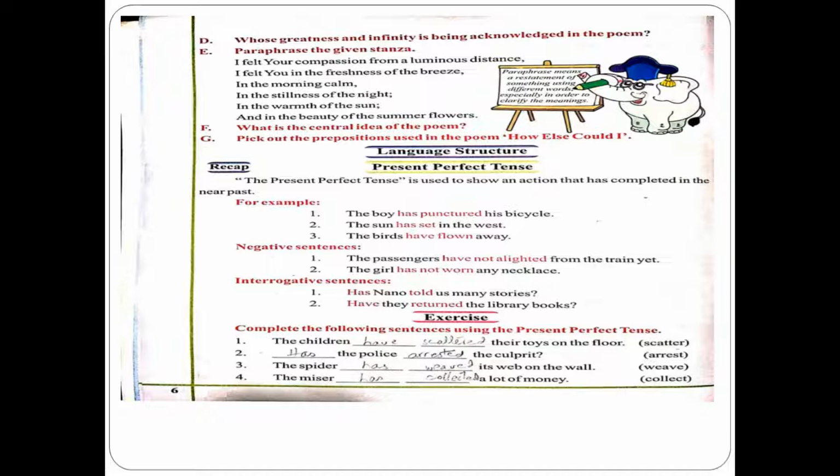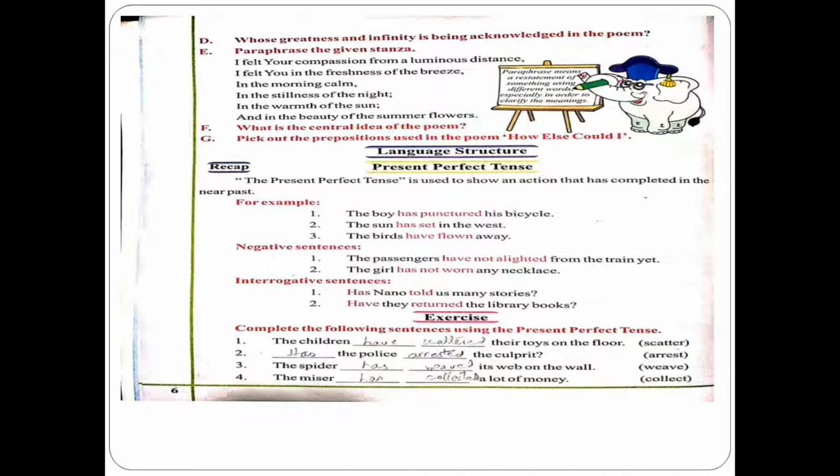Now in the first example, you will notice that for boy, which helping verb is used? Has, and the third form of puncture is used. Number 2 example, the sun has set in the west. Now, which helping verb is used? Has, and the third form of verb, that is set, is used in this sentence. Number 3, the birds have flown away. Now, the birds means it is plural, and which helping verb is used? Have, and third form of fly, flown, is used in this sentence.